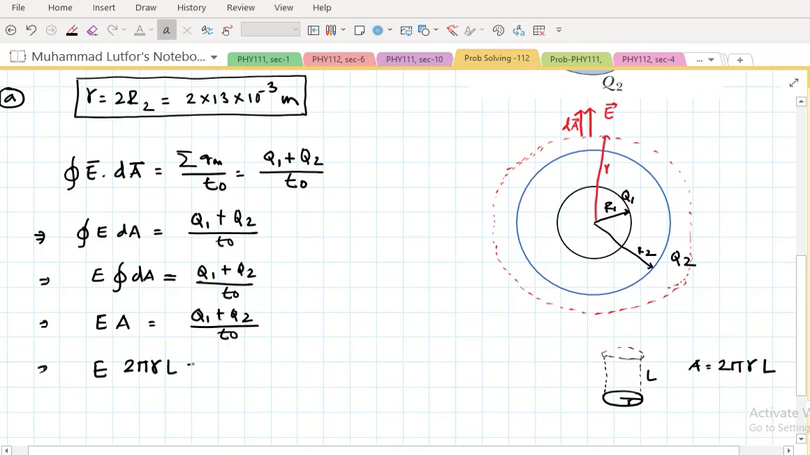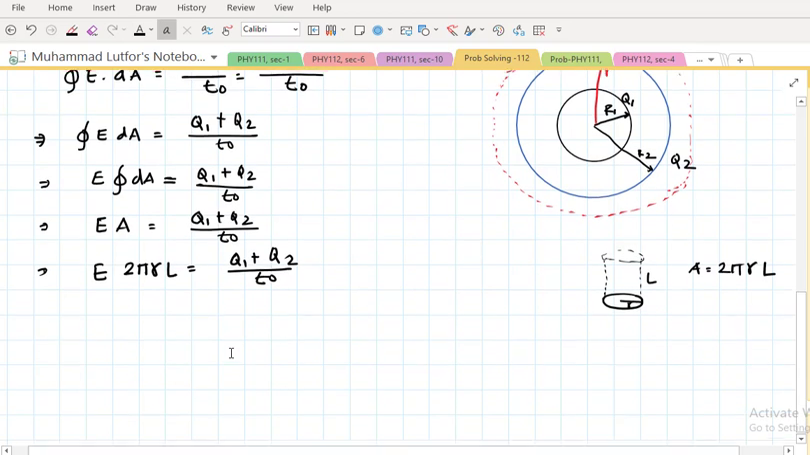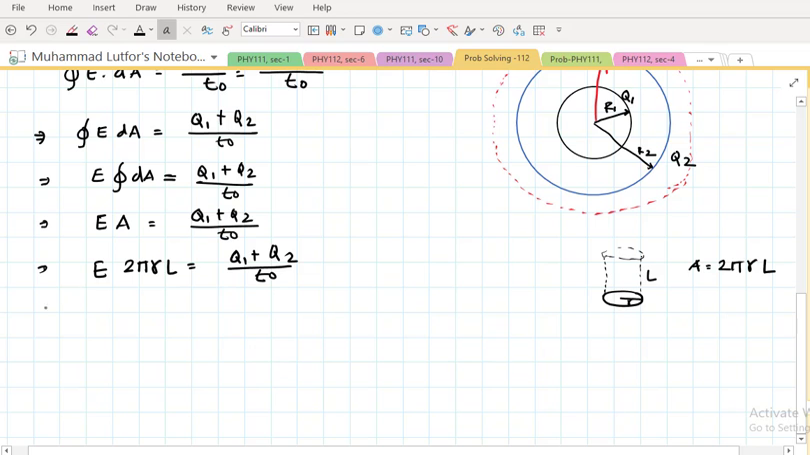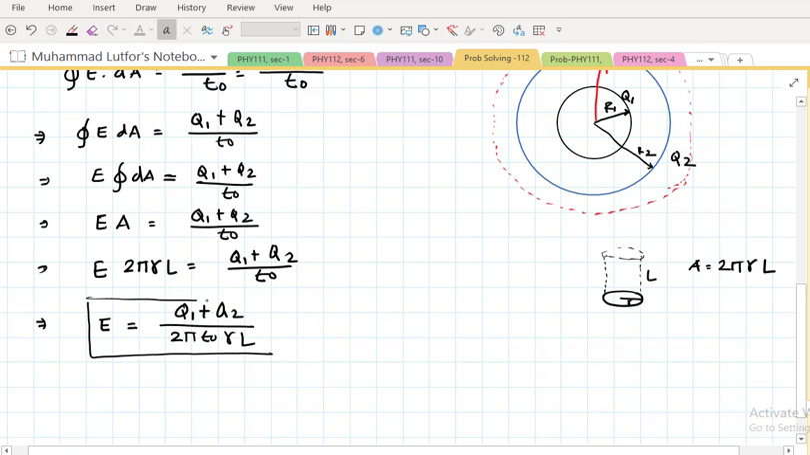into L must be equal to Q1 plus Q2 divided by epsilon naught, right? Because the length of that cylinder and the length of that spherical shell are equal, we can write down the area of these two systems will be twice pi r into L. Now what I'm going to find is Q1 plus Q2 divided by twice pi into epsilon naught into r into L. So that would be the magnitude of this electric field at any point r.